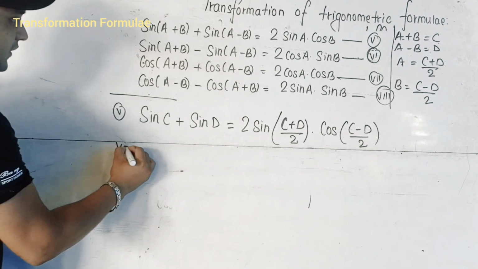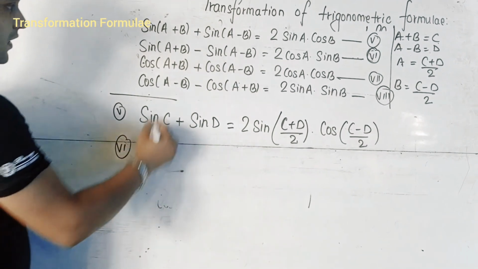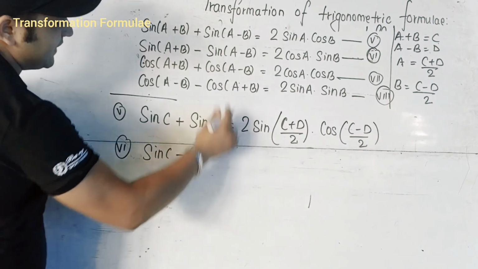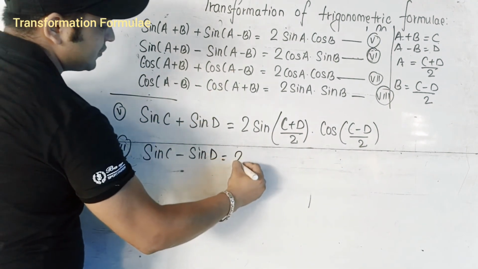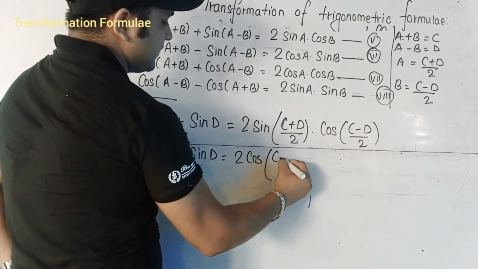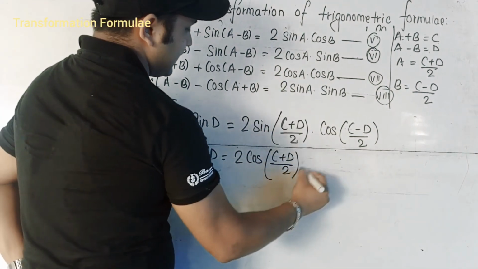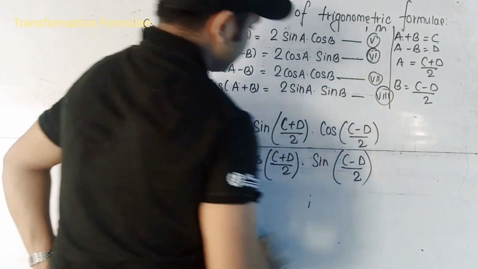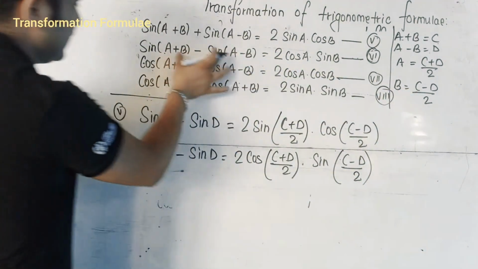Now let us put it in equation 6. You have sin(a plus b), which you can write as sin c, minus sin(a minus b), which you can write as sin d, equals 2 cos a sin b. In place of a we can write (c plus d) by 2, and in place of b we can write (c minus d) by 2. We substituted these values in equation 6.